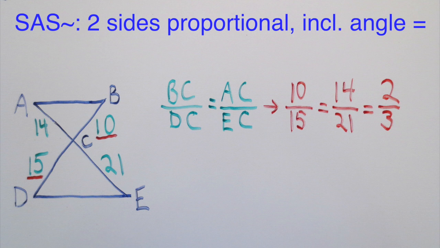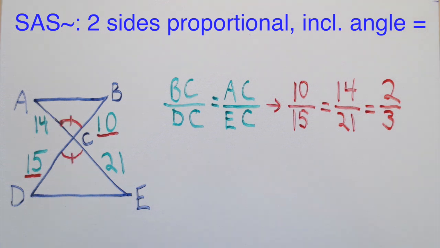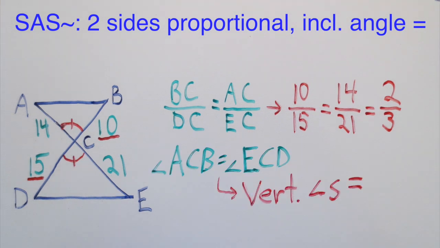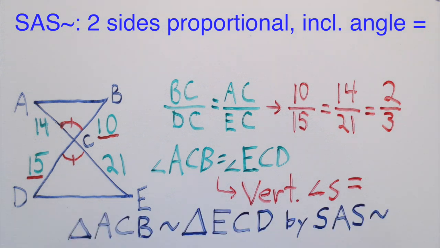Now, how about angles? This time we've got vertical angles that are equal. So let's go ahead and mark those, and now we can write them out. Angle ACB is equal to angle ECD because they're vertical angles. Last step, write out that triangle ACB is similar to triangle ECD by side-angle-side similarity.